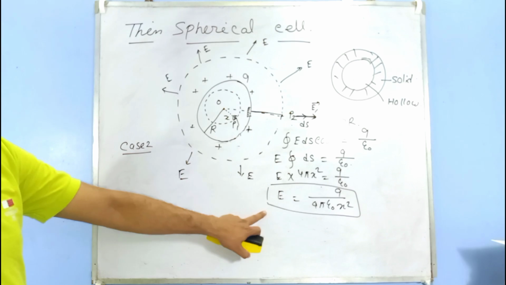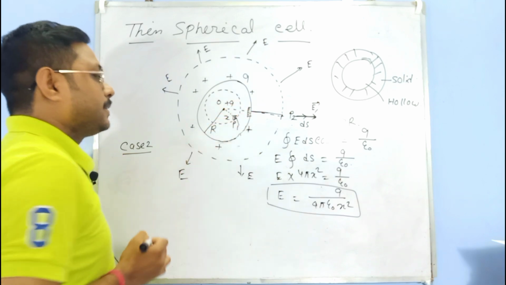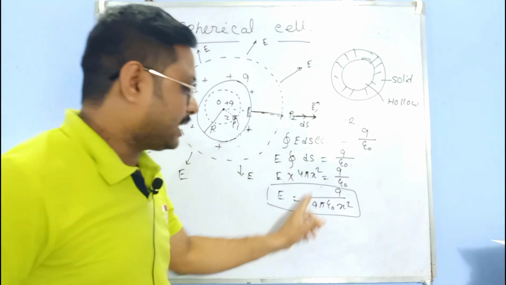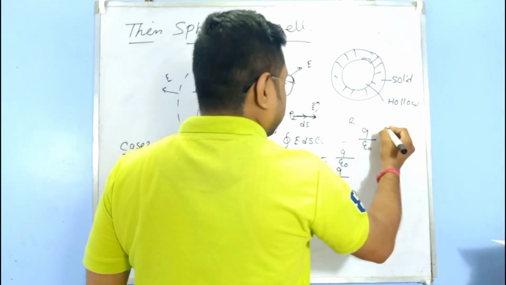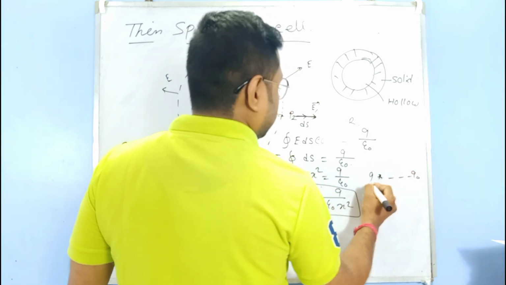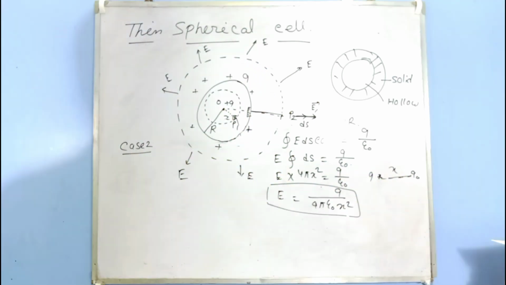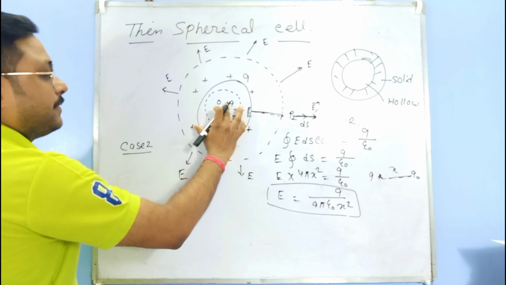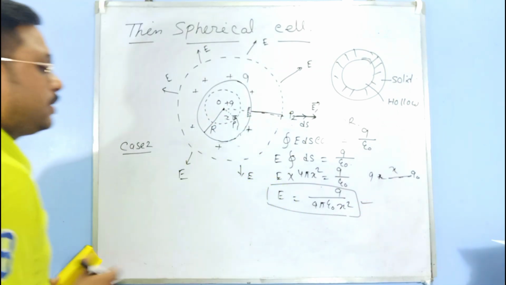This is the same as if the charge Q is located at center O, and at a distance x, the electric field is given by 1 by 4 pi epsilon naught Q by x square. We know from the previous discussion that if a point charge Q is located at a distance x from a test charge Q0, then the electric field is given by this formula. Now we know that from 0 to R distance the electric field is 0, and outside R the electric field varies inversely with x square.